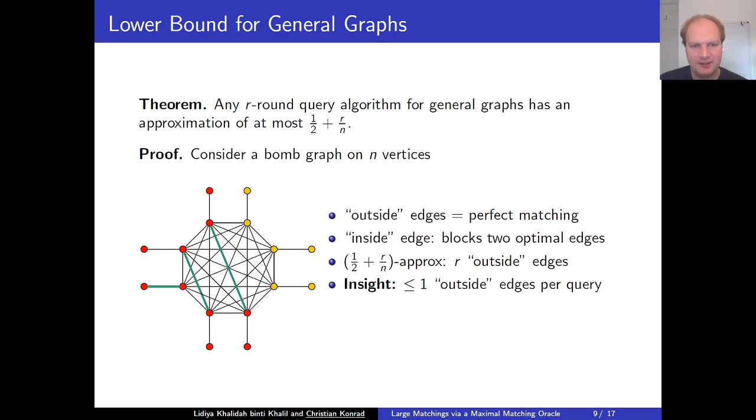But here we have an odd number of vertices, so we have 5 vertices from the clique, so we can't pair up all of them. So at most 1 outside edge per query would therefore be returned. And that means we need R queries to get a 1/2 plus R over N approximation. And that's already it.